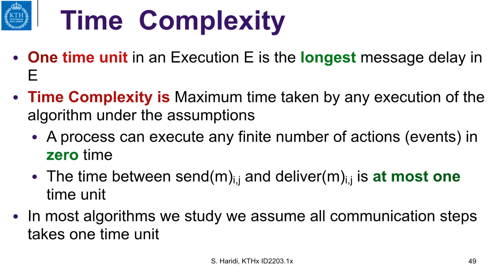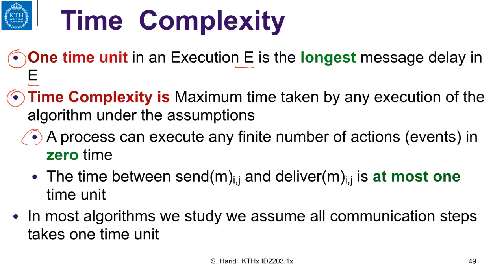So how to proceed? First, we assume that the computation steps by a process are negligible compared to transmission time. This is true for most of the algorithms that we discuss in this course, but it is not true in general. Second, we measure the transmission time by a form of abstract time unit. One time unit of an execution E is the longest message delay in that execution E. And we take time complexity of an algorithm to be the maximum time taken by any execution of the algorithm under the following assumptions. So what are the assumptions?